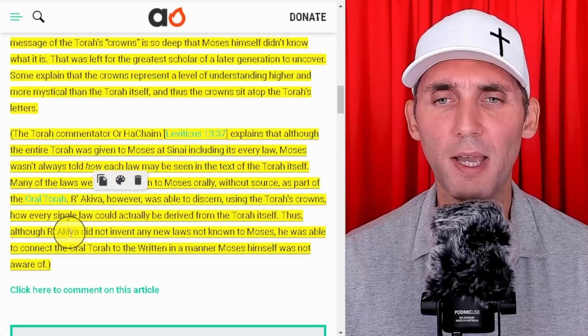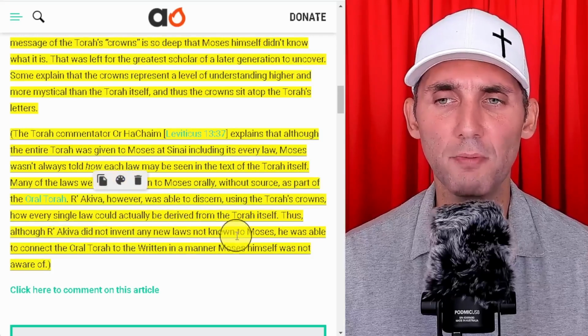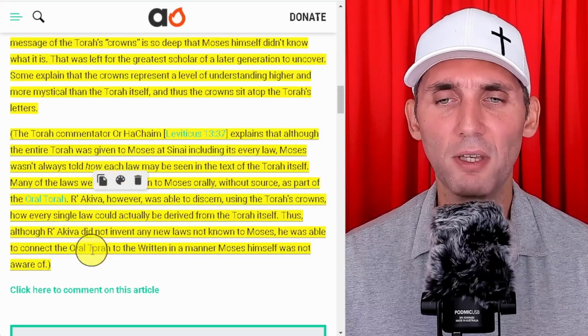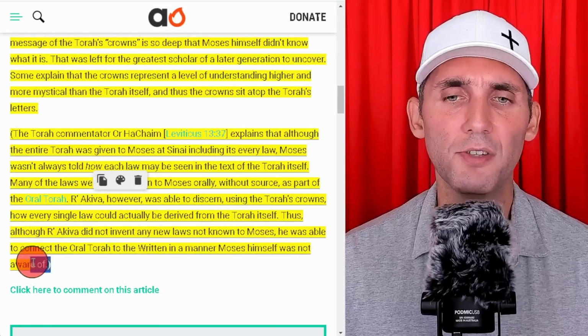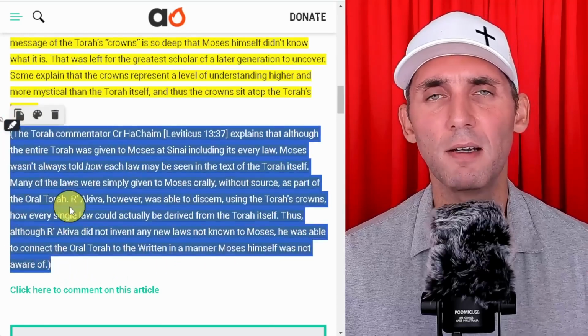Imagine. Thus, although Rabbi Akiva did not invent any new laws not known to Moses, he was able to connect the oral Torah to the written in a manner Moses himself was not aware of. So all of these are traditions of men designed to subvert the word of God and introduce the traditions and the word of man. In this case, Rabbi Akiva, whom I told you we would hear about quite a bit as we go through this, because there is just so much that he's influenced.